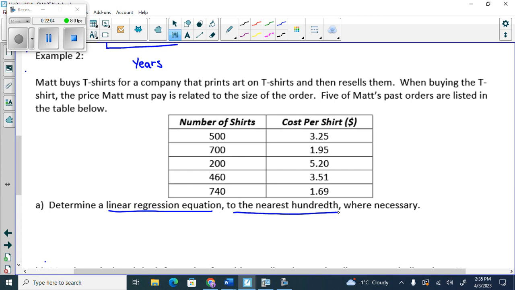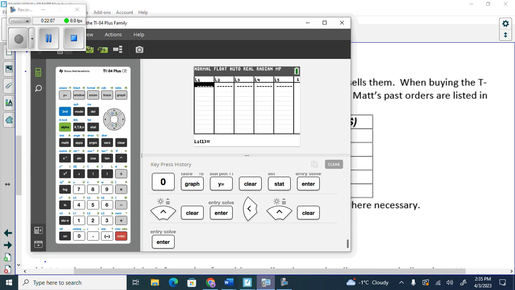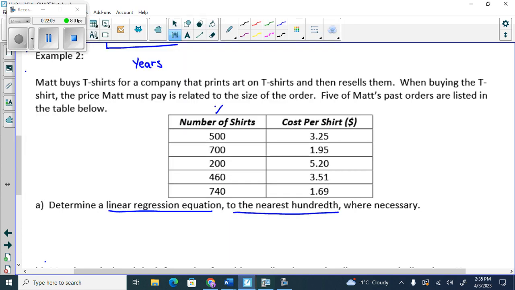So we want a linear regression. So we go back to our calculator and we type the number of shirts in list 1 because it's x and the cost per shirt in list 2. So let's start typing.